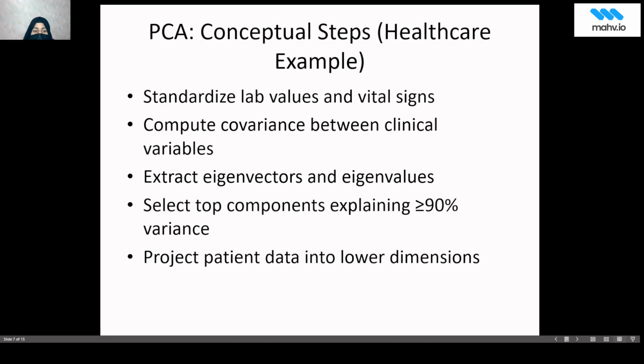And one more thing here is the standardization. The important thing is to standardize the lab values and vital signs, compute the covariance between the clinical variables, extract the eigenvectors and eigenvalues, select the top components explaining greater than or equal to 90 percent variance, and project patient data into a lower dimension.